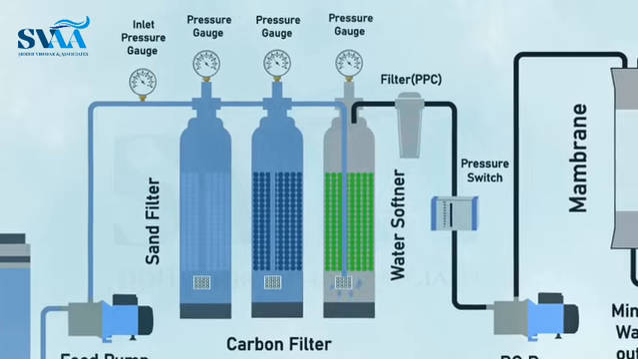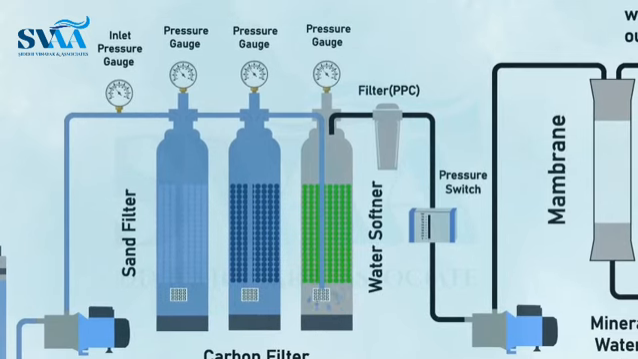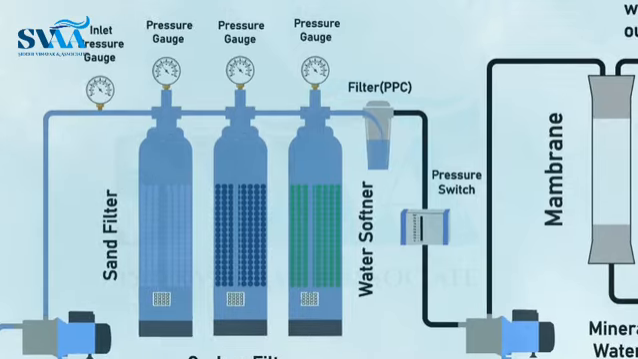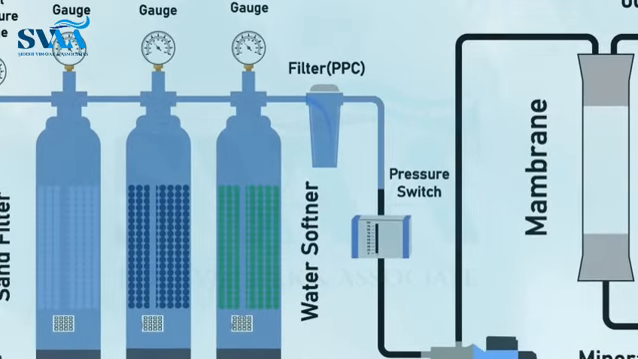the water softener. The water softener tank contains cation and anion resins, which separate all the salts and make the water soft so that water can be used for washing purposes, and you can also use this water for other drinking purposes too. Then the water travels to the PPC filter where it is further purified.